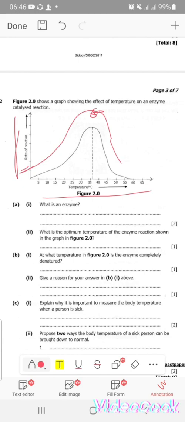Now, if you check the point at which the enzyme is completely denatured, it is where the graph is completely flat, and it's at 60 degrees. If you want, you can pick 59 or 60, but the correct answer beyond doubt is 60 degrees Celsius, because this is where the graph is completely flat.